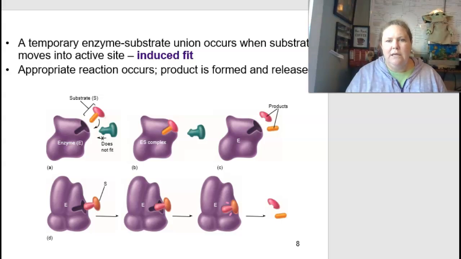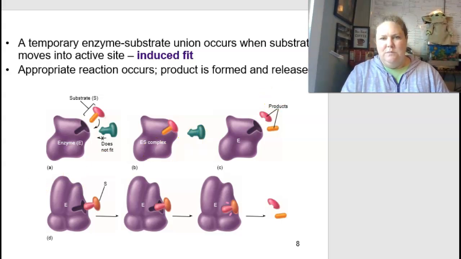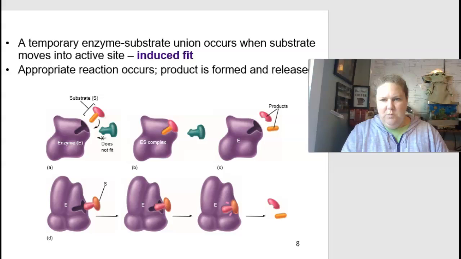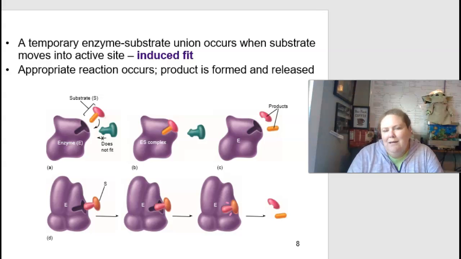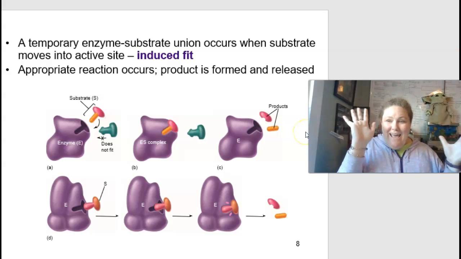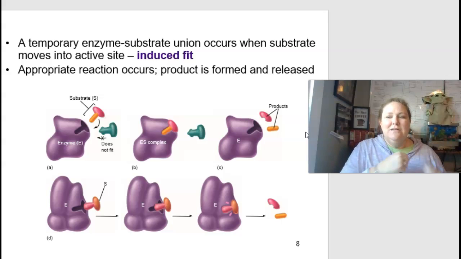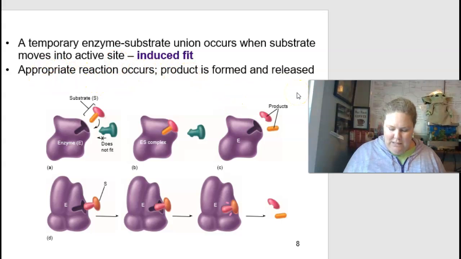When we're talking about a temporary enzyme substrate union, this occurs when the substrate moves into the active site, and this is called an induced fit. I think of this as a little snuggle. When the enzyme and the substrate come together, the enzyme's like, yay, I get you, I'm going to snuggle you just a little bit. This is induced fit, and the appropriate reaction then occurs, and the product is formed and released.